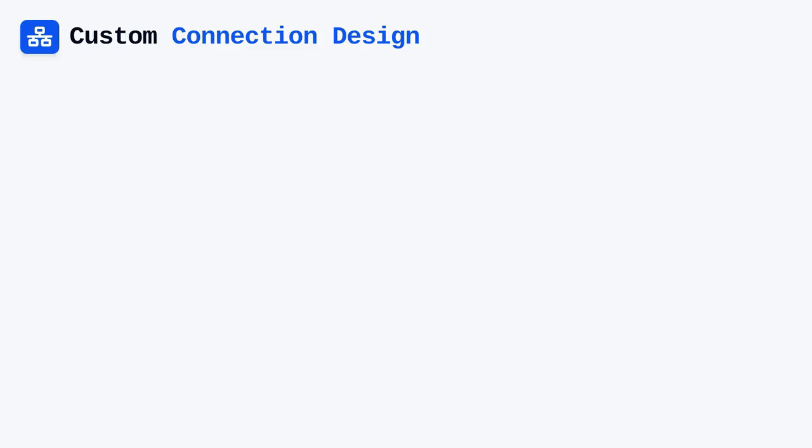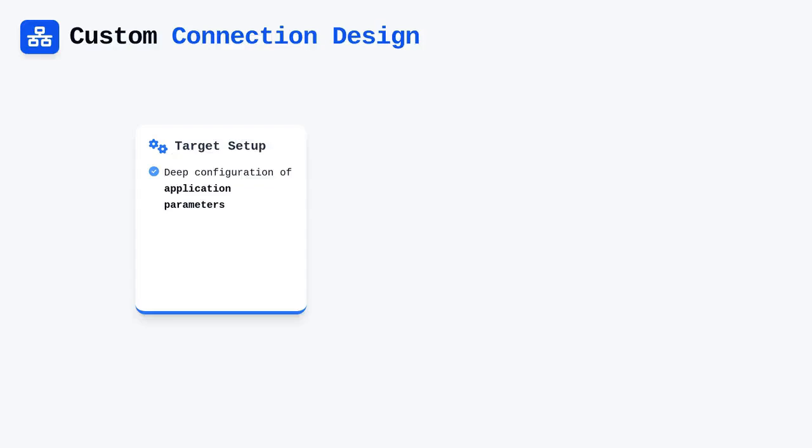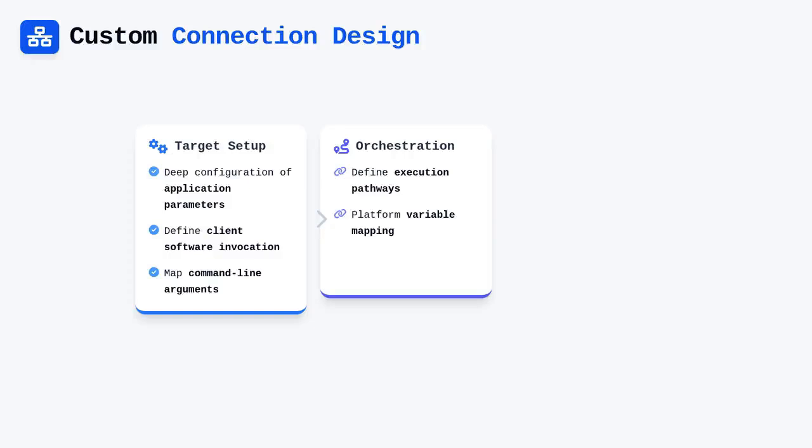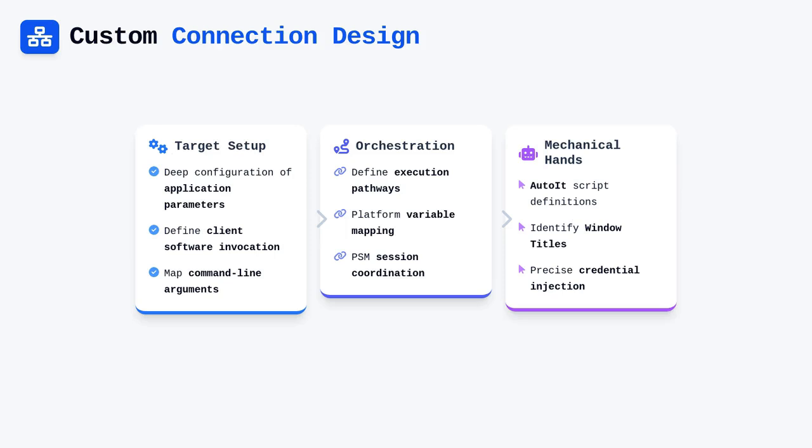This involves deep configuration of target application parameters, specifically defining how the client software is invoked and identifying the necessary command line arguments. You need to map these variables within the platform definitions to ensure the privileged session manager correctly orchestrates the execution pathway. A critical aspect here is handling window titles and AutoIt script definitions, which act as the mechanical hands of your automation.